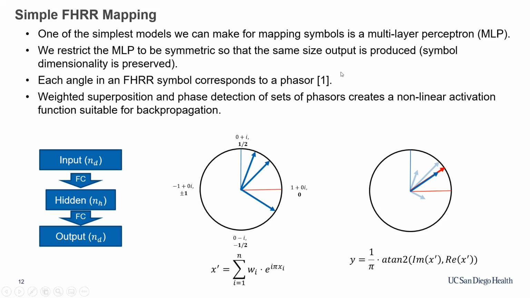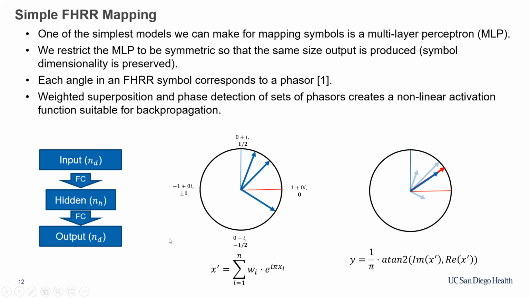Now, when you look at the FHRR symbol, each of the values in it corresponds to a single phasor. And when you take the weighted superposition of the complex values those represent and do a phase detection on the output, that creates a nonlinear activation function that's also suitable for backpropagation since it's locally continuous.